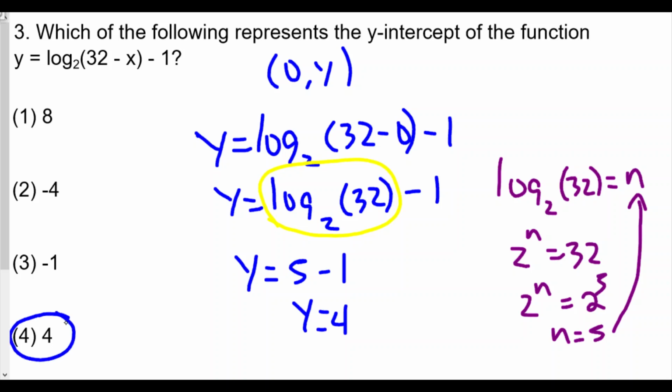Again, very important to remember what y-intercept means. It is the value of y when x equals 0. And when we plug in the 0 for x, we get log base 2 of 32. We have to evaluate. And we do that by setting it equal to some variable, rewriting that log equation into an exponential equation, and then solving for n.